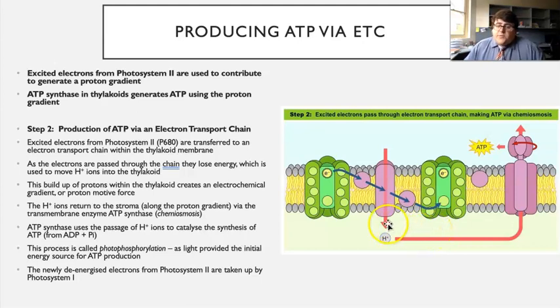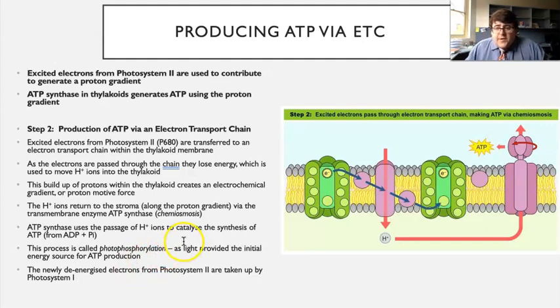And our hydrogen ions will then return to the stroma with the proton gradient via ATP synthase, which is chemiosmosis, which we talked about last week in respiration. ATP synthase will then use those hydrogen ions to catalyze the synthesis of ATP, so making ATP from ADP and phosphate. This whole process is called photophosphorylation.